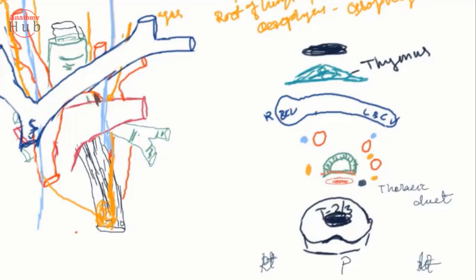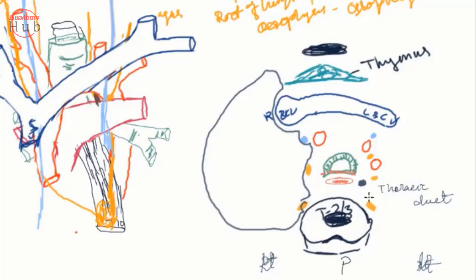Another thing we'll find, to the side of the vertebral body, is the sympathetic chain. You will find the nerve plexus, they are the sympathetic chains. And just to the side of this sympathetic chain, here you will find the root of the lungs over here. So this is your lungs, the presence of your lungs.